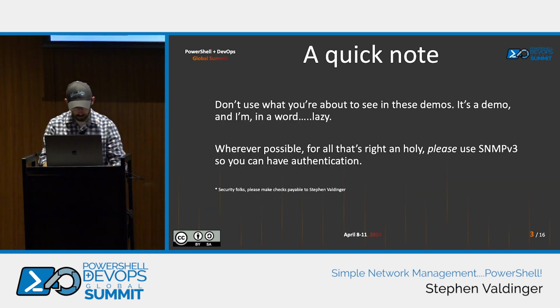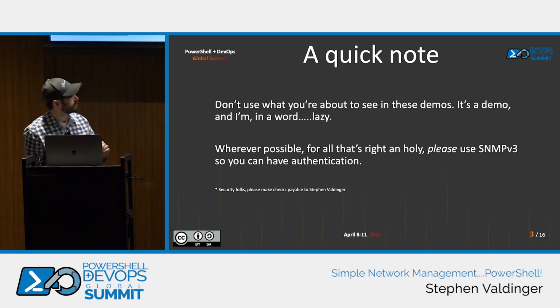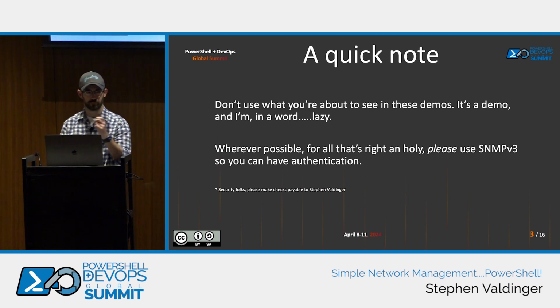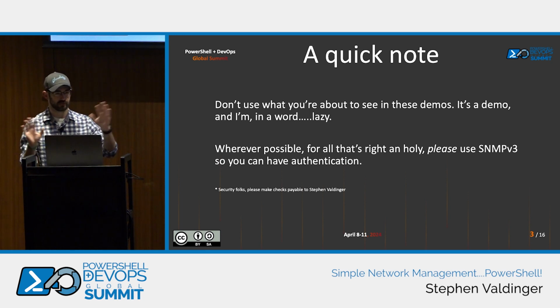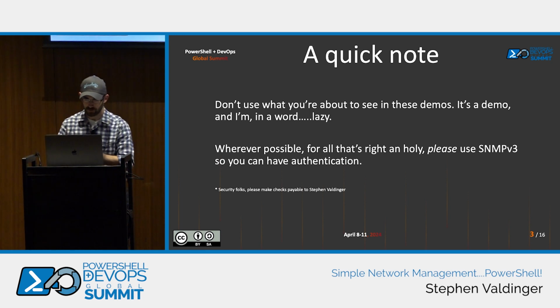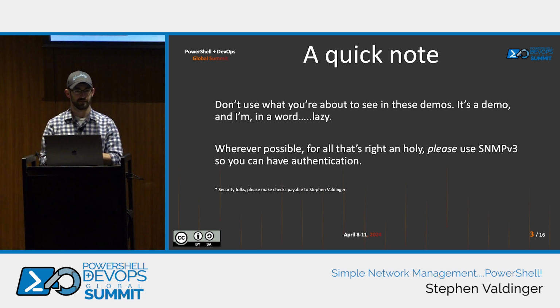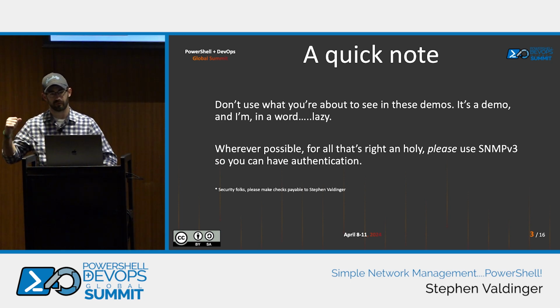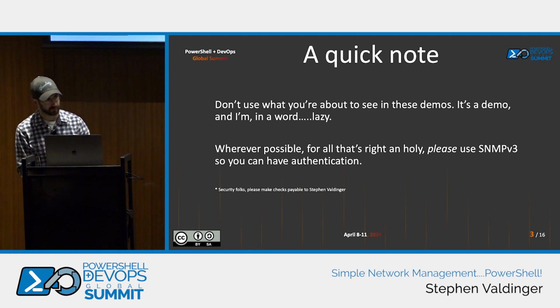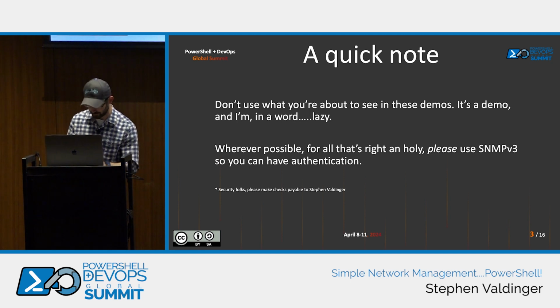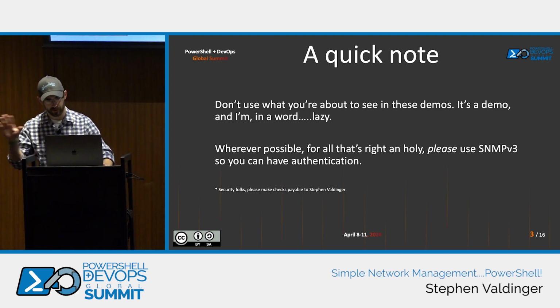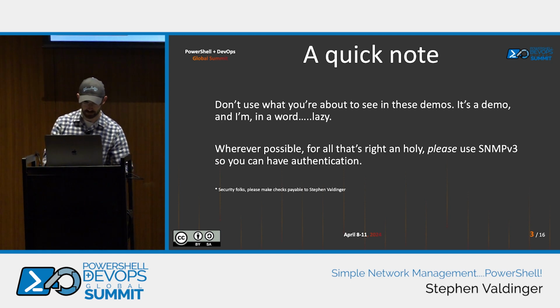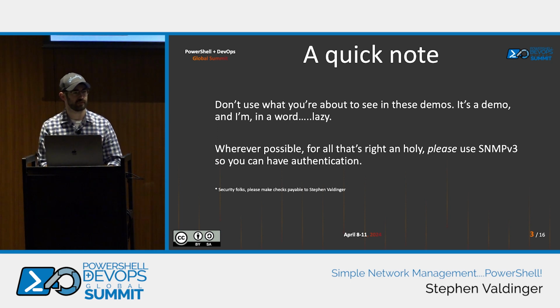Now, a quick note. I'm using old protocols, V1 protocols, because it's very, very easy to make the connections and I don't have to jump through any hoops. Don't do this in production. Use V3 because you can use authentication and have it be a little bit more secure. So when you see all of my examples and you see a version, change it to 3 and add some extra stuff on there for credentials or certificates, whichever you want to use. And if any of you all are security folks, you can make checks payable to me.